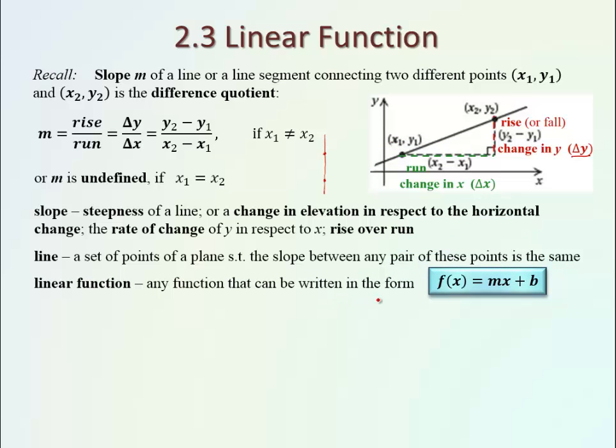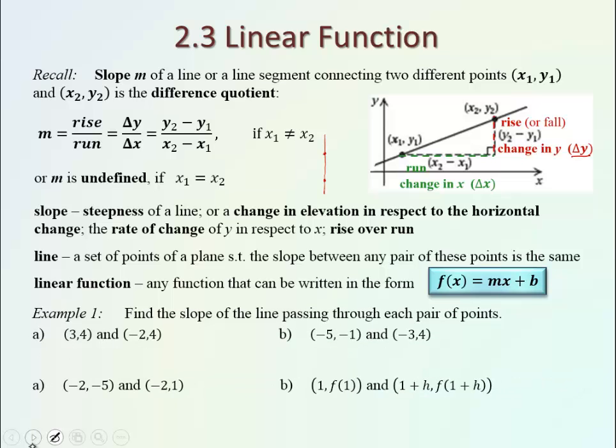And a linear function is a function that can always be written in the form mx plus b, where m is our slope and b is the y-intercept. Here we have the first example to practice how to calculate slope and what the slope really tells us about the behavior of the line containing the two given points.